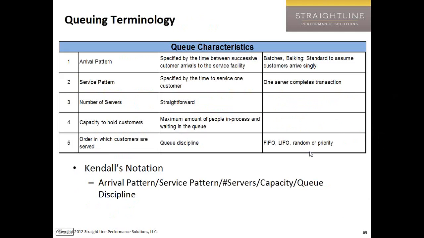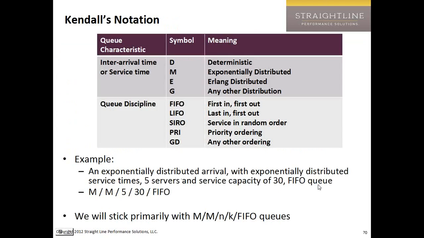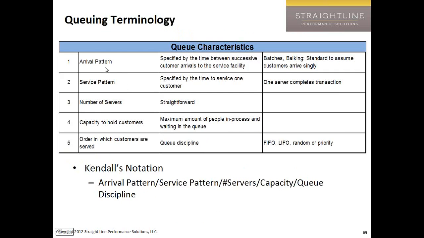All right, and we already talked about these Q characteristics. There's a notation called Kendall's notation, which just essentially has slashes for these. So it says, what's the arrival pattern, what's the service pattern, what's the number of servers, what's the capacity, and what's the Q discipline that we use. So for an example, here are the typical things for the inter-arrival time, which is the arrival pattern.